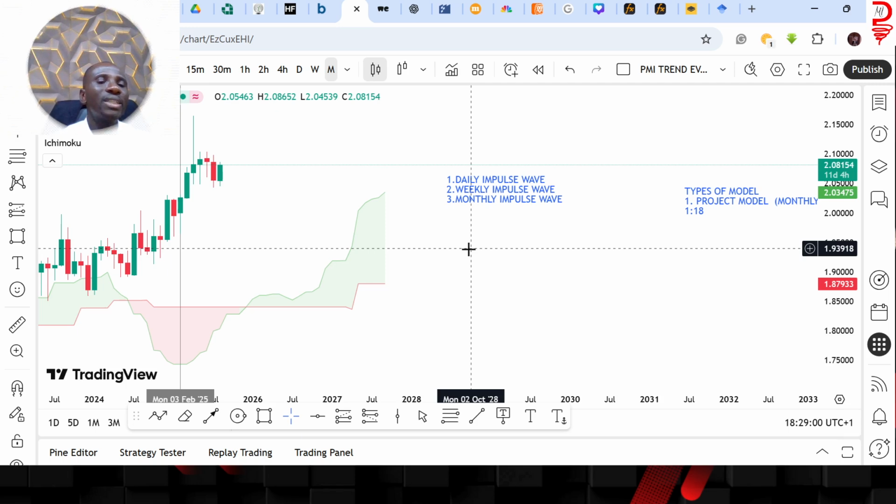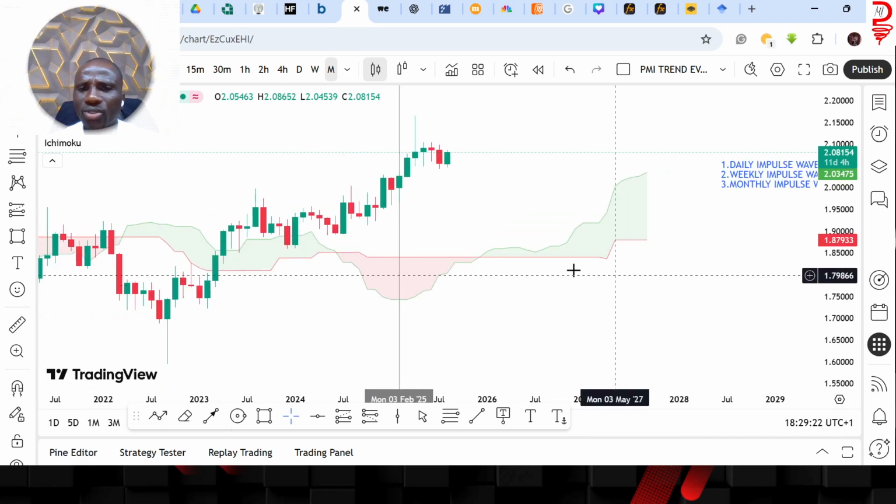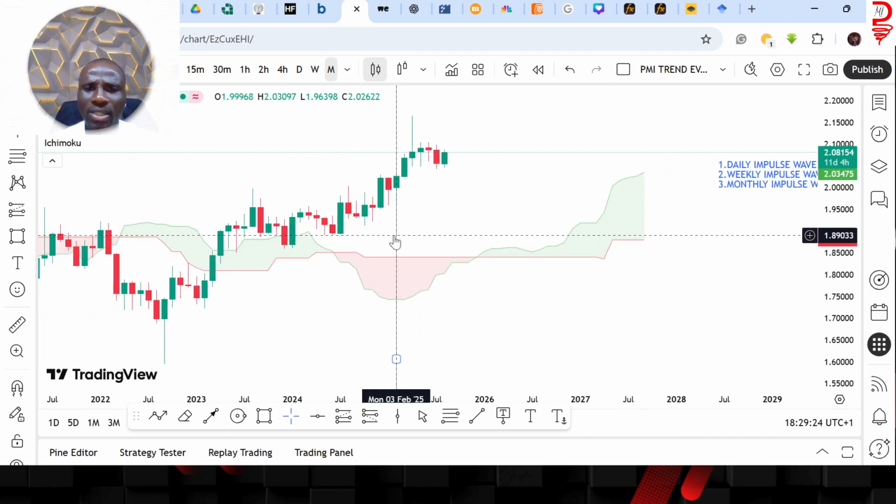However, when you pick the trade and you pick it the right way, it's going to deliver a ratio of 1 to 18 for you. That means if you have $1,000 in your project account, with one trade you can turn that $1,000 to $18,000. Now let's go straight into how you are going to go about it.